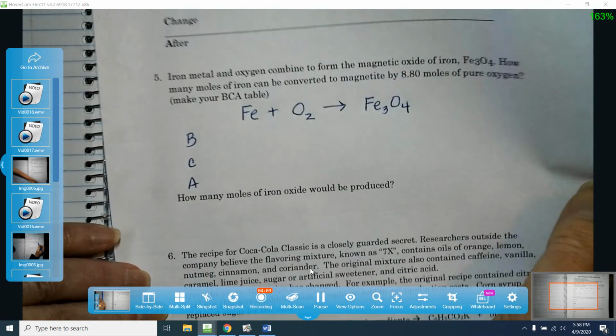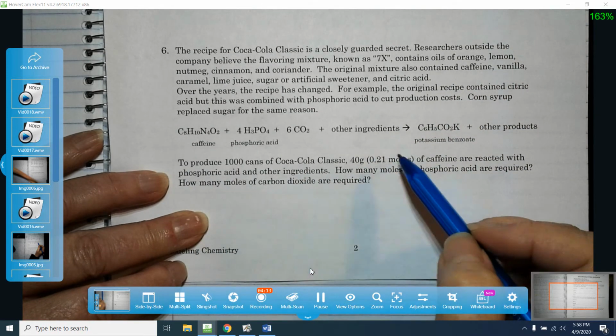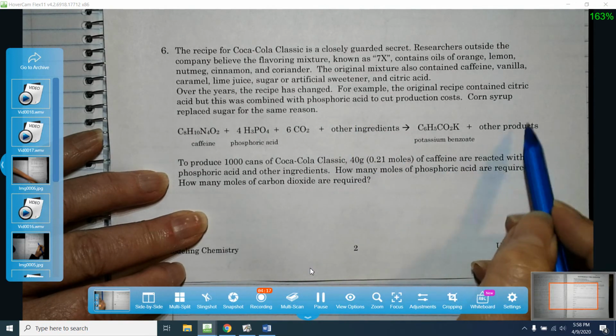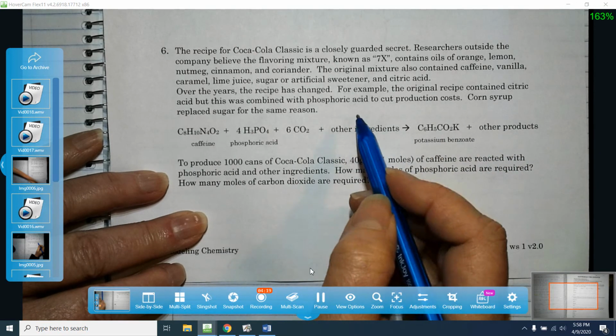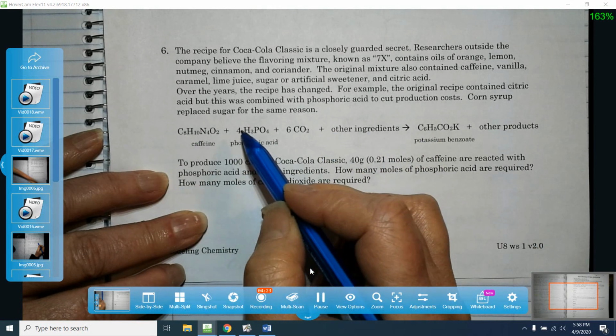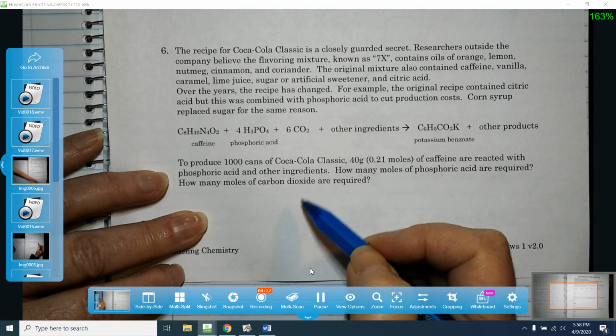And the last one here, they already gave you the equation, and then they have these other ingredients, other products. That's not important. What's important is what they've written, and they've given you the coefficients, right? And that's what you need for the stoichiometry.